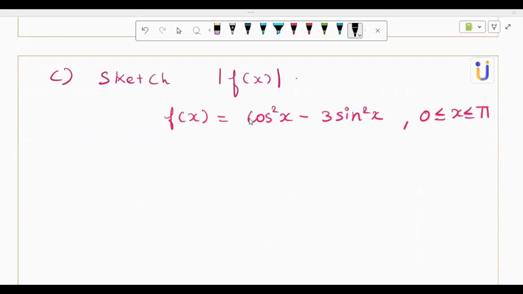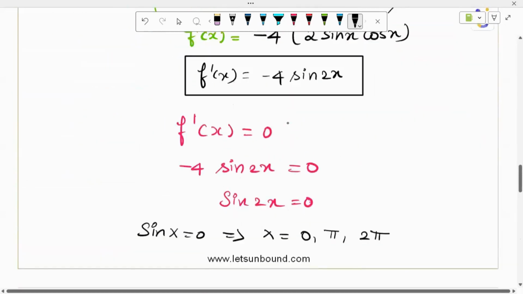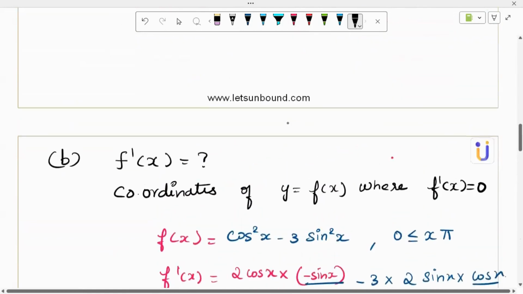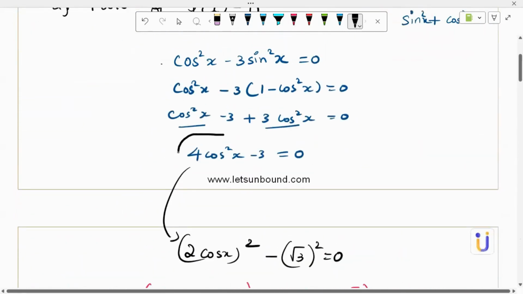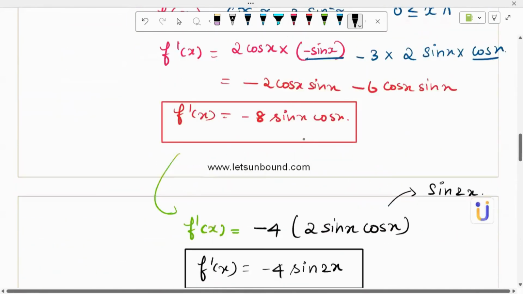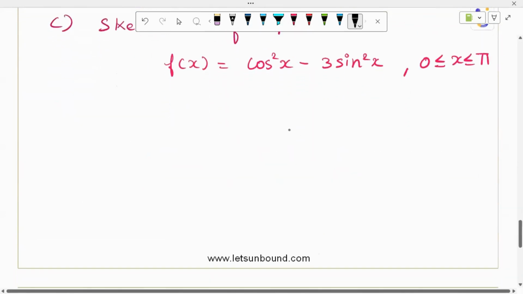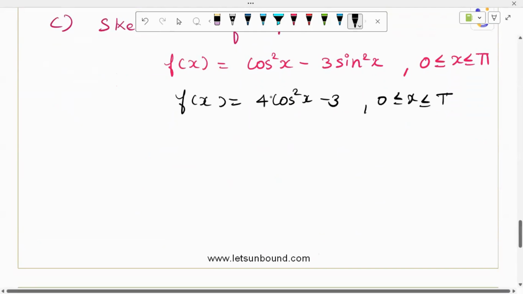First, let's try to simplify, convert to single function. We already have simplification somewhere else, maybe in the first part, I think so. f of x, the simplified version is 4 cos square x minus 3 equals 0. Right? So we can choose this. So f of x is 4 cos square x minus 3, and the same domain, 0 less than or equal to x less than or equal to... sorry, pi.